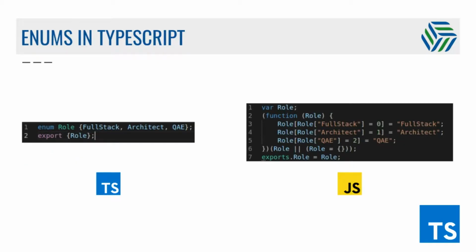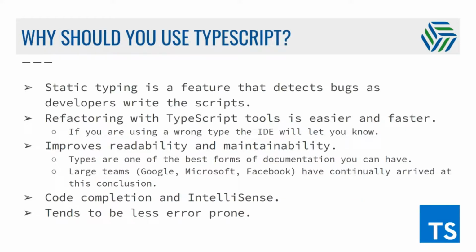When we say that TypeScript compiles into JavaScript, here we have an example of that. On the left side of the screen, we can see an enum type, and on the right side, we can see the JavaScript code that is the result of transpiling the TypeScript code into JavaScript. So why should you use TypeScript?